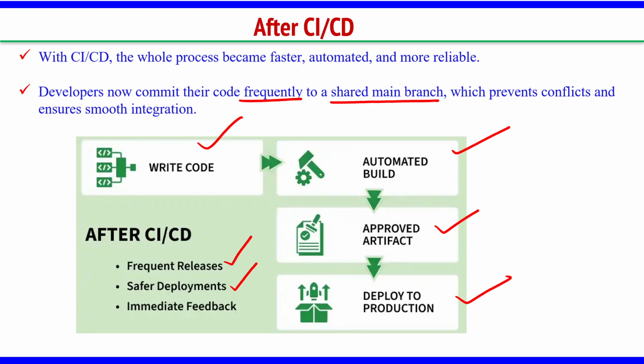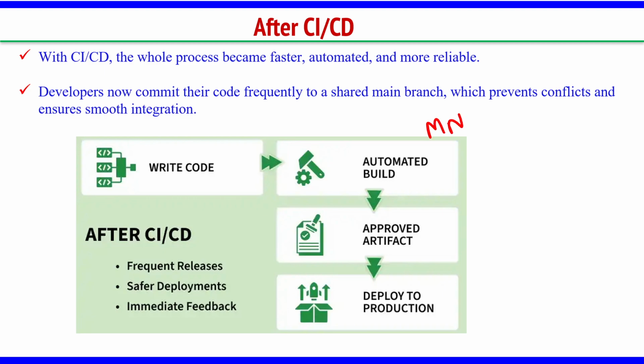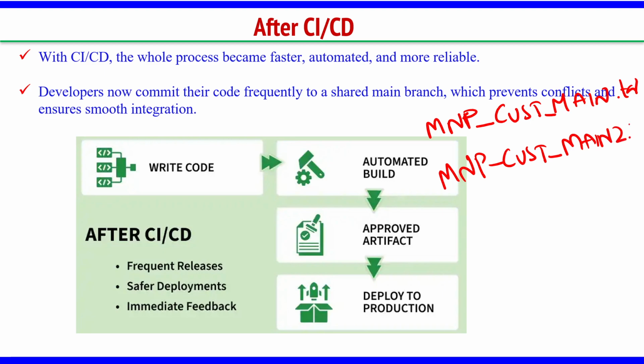And deployments are even safer, you will not make mistakes in the deployment. Manually, what used to happen is, if you are deploying manually, sometimes you might overwrite some other code. Let me give an example. There was one archive file named MNP underscore, let's say cust underscore main. There was another similar one, MNP cust main2.tar.